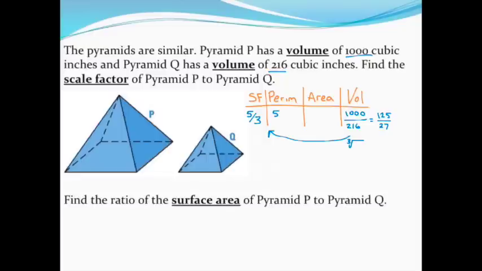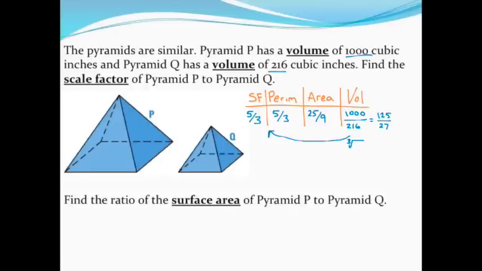The perimeter ratio is the same thing as the scale factor, so that's also going to be 5/3. And then to find area, we're going to square each of those numbers. 5 squared is 25. And 3 squared is 9. So there's the chart filled out. Even before I read whatever the question was, that's the chart filled out.